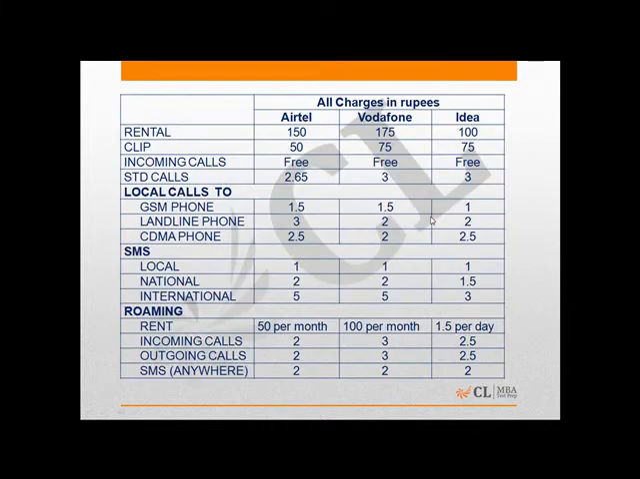If you see the roaming rates, the incoming and outgoing call rates are the same for each of the three providers, right? But if we see the rent of roaming, for Airtel it is 50, for Vodafone it is 100, and for Idea it is 1.5 per day. Now he is outside for 10 days, right? So Vodafone is clearly out because its rent is high, plus its call rate is also high. So that's out of the question. Now we are left with Idea or Airtel. Airtel has 50 rupees rent, but Idea will have 15 rupees rent for the 10-day period. But its call rate is 50 paise higher than the call rate of Airtel.